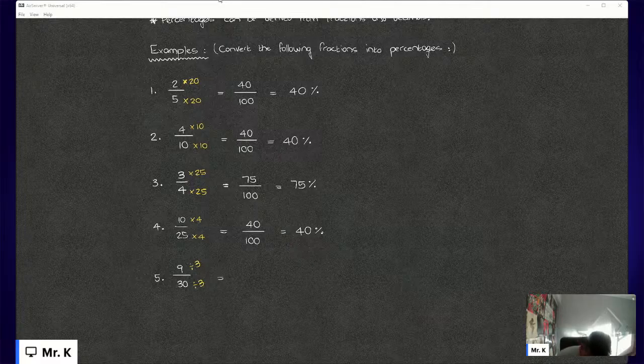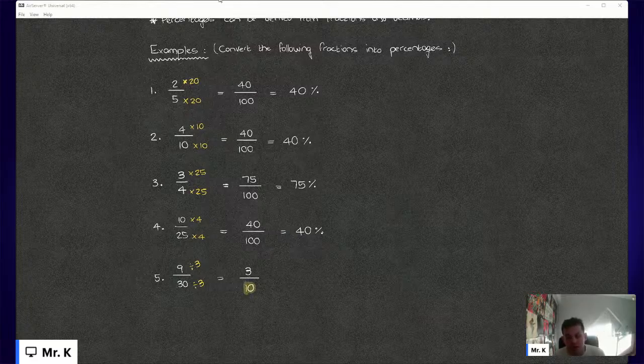Why would I do that? Because now 9 divided by 3 gives me 3, and 30 divided by 3 gives me 10. Now 10 is a value that I can manipulate to fit into 100. So how many times does 10 fit into 100, grade 7s? It would fit in 10 times.